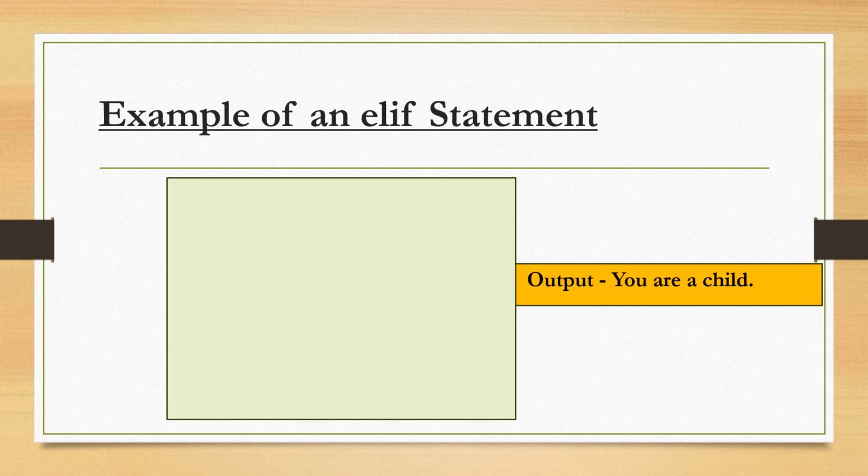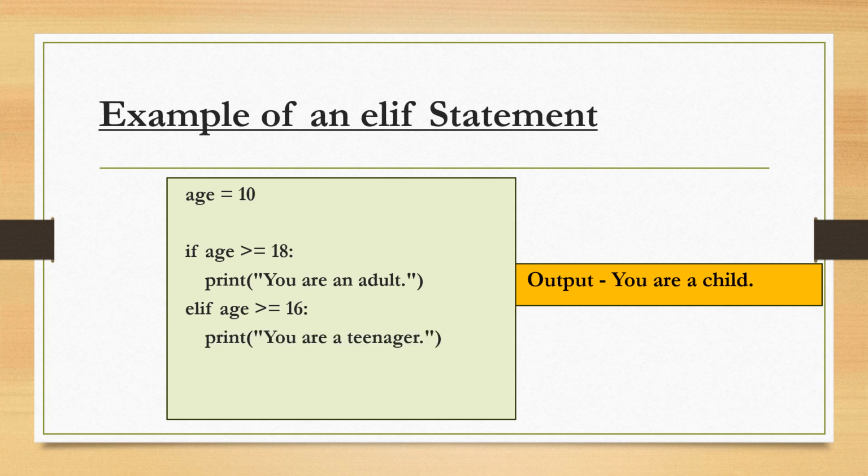We are going to see it using the same code. First of all, we have created one variable and assigned the value 10. Then we are checking if age is greater than or equal to 18, which it is not, then you are an adult. If it is greater than or equal to 16, then you are a teenager. And if both of them are false, then we are going to print you are a child. We can see that age is only 10, so this will print that you are a child. So this is our output.